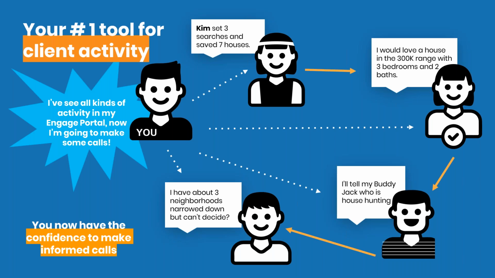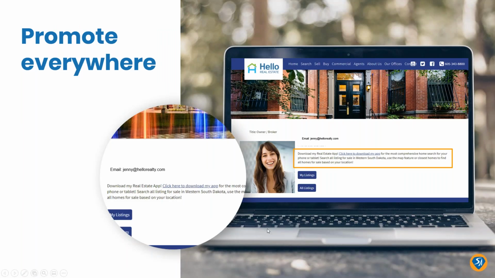So before you pick up the phone and call Kim, you look at her usage and you can see, okay, she set 3 searches and saved 7 houses. So now you know about that, so you can speak in relevant terms to her. And sure enough, she's in the market. And she told her buddy Jack, who's also got it narrowed down to 3 neighborhoods. So it's all about just giving you that ammunition and confidence, because yes, we do recommend you pick up the phone and call your clients to discuss the usage.